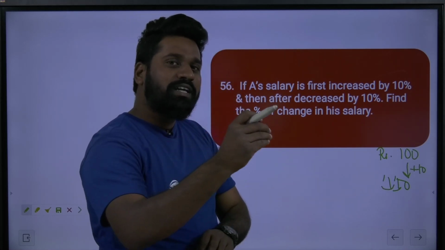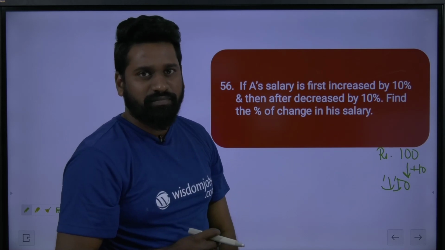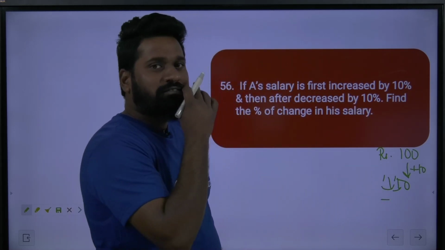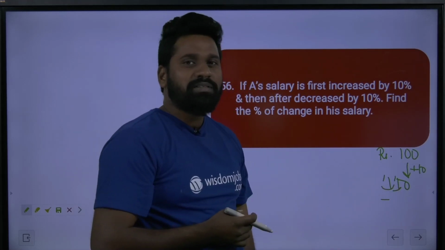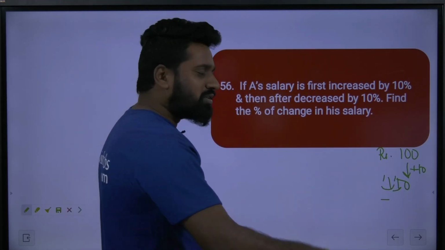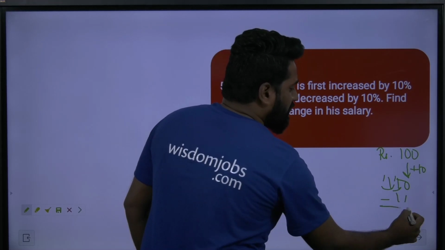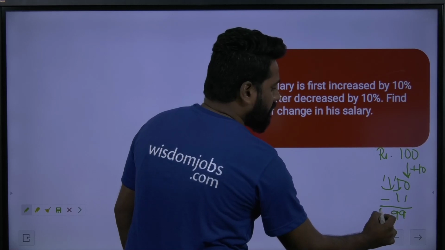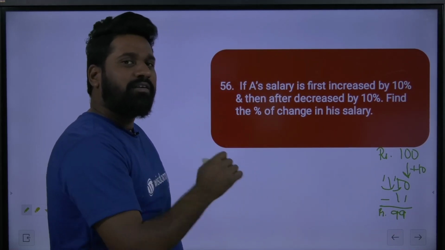Now you have to decrease from this 110 rupees. Is it clear? So 110 minus 10% of 110. 10% of 110 rupees is 11 rupees. So you should reduce those 11 rupees here. Your answer you are getting is 99 rupees. Is it clear? 99 rupees you are getting.